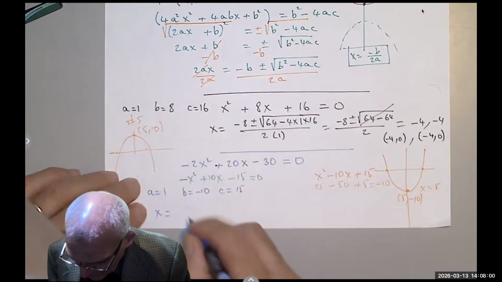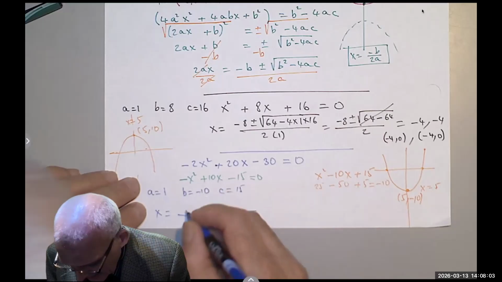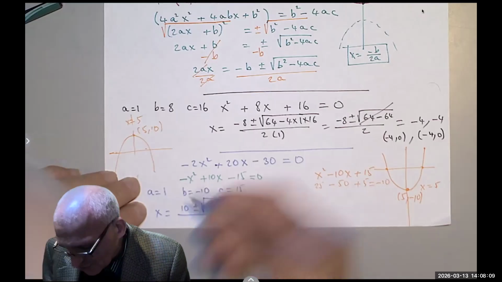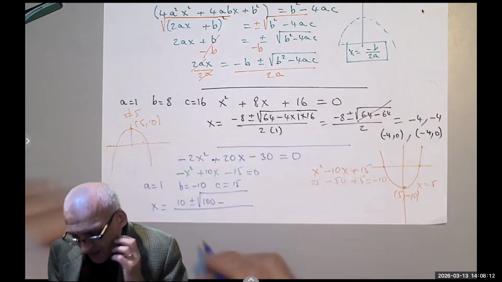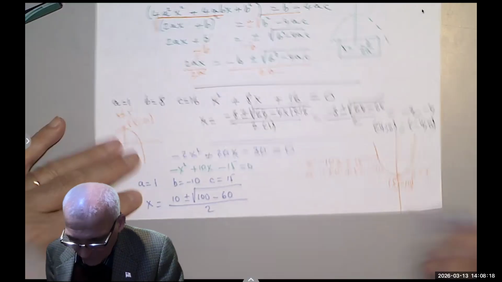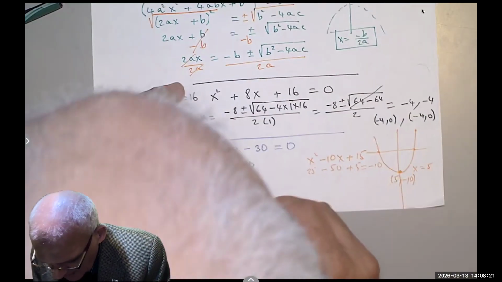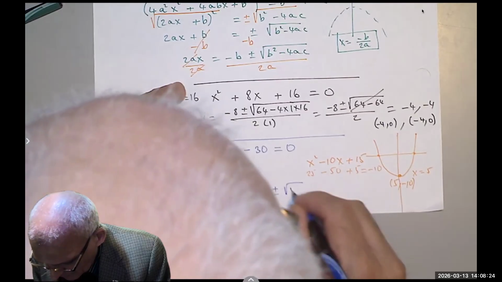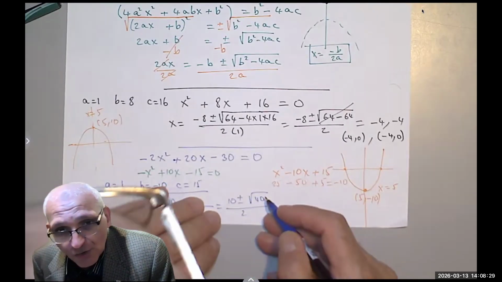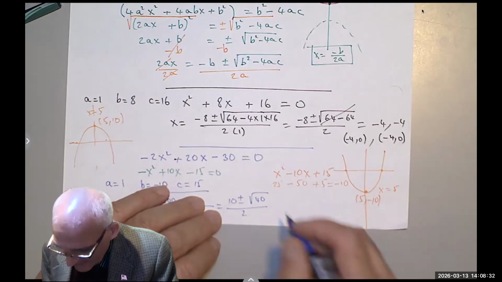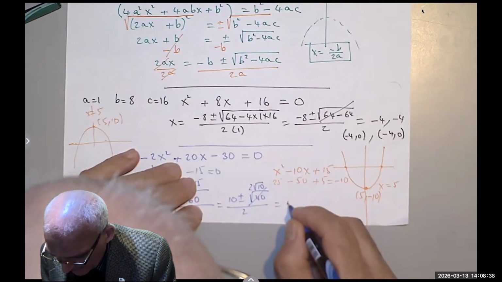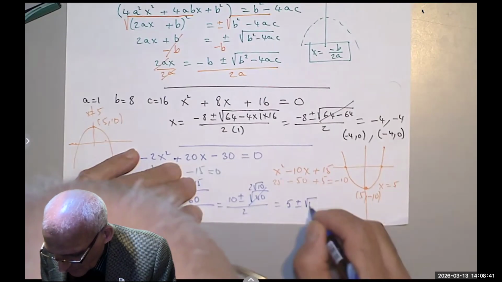So x1 and 2 would be negative B. B is negative 10, so negative 10 is positive 10, plus or minus the square root of negative 10 squared is 100, minus 4 times 1 times 15 is 60, over twice A, over 2. Notice this would be 10 plus or minus the square root of 40 over 2. But the square root of 40 is the square root of 4, which is 2, times the square root of 10. So I can write it as 2 root 10. And now I can simplify by 2 again, and I get 5 plus or minus root 10.